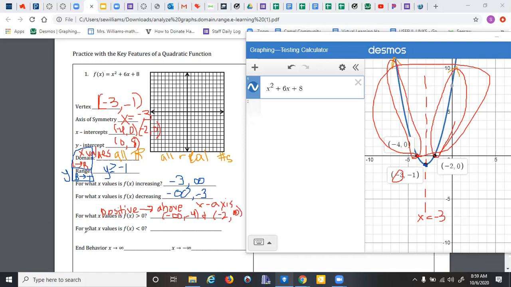All right, for what x values is f of x less than 0? What do you think it means by that, f of x less than 0? Negative numbers. Good, where it's negative, and so it's referring to below the x-axis. So this one is talking about where it's below the x-axis. So there's only one section that's below the x-axis. That is right here. And that is from -5, sorry, not -5, -4.